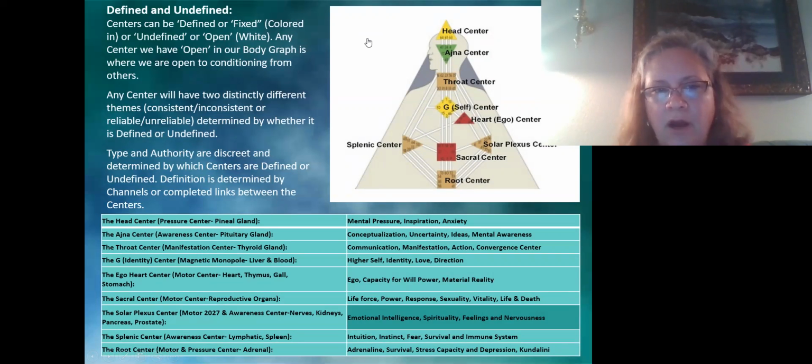Type and authority are specific and discrete to themselves and determined by which centers are defined or undefined. And definition is determined when a gate is open or filled by a planet. So we'll get to that now.